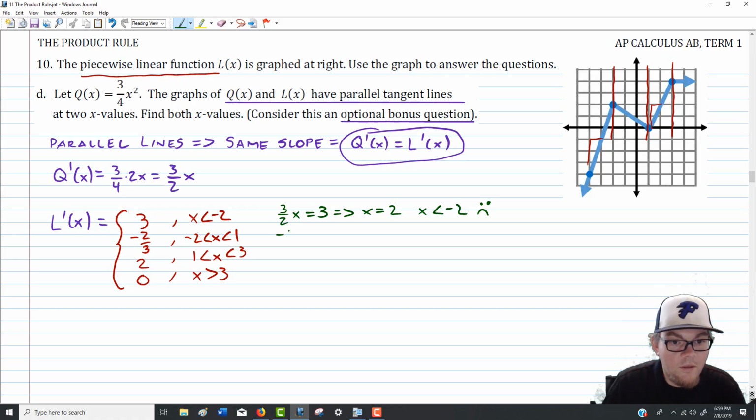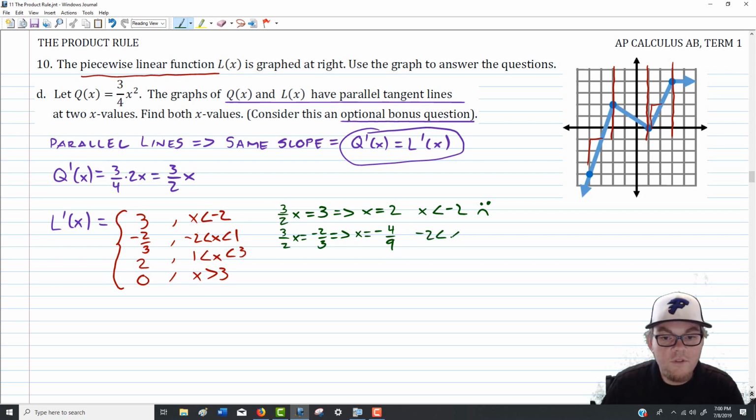Next, let's look at the second one. -2/3, we want to do 3/2 x equal to -2/3. Solving that equation, we're going to get -2/3 times 2/3, which means x is equal to -4/9. Now, -4/9 is like -0.444. The question is, does this fall on the interval from -2 to 1? And oh, absolutely it does. -2 is less than x is less than 1. That is true. So we found our first value. This is one such value.